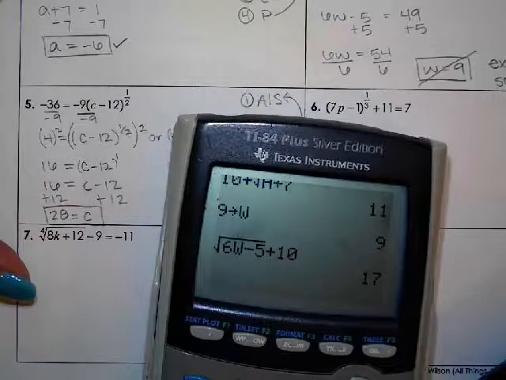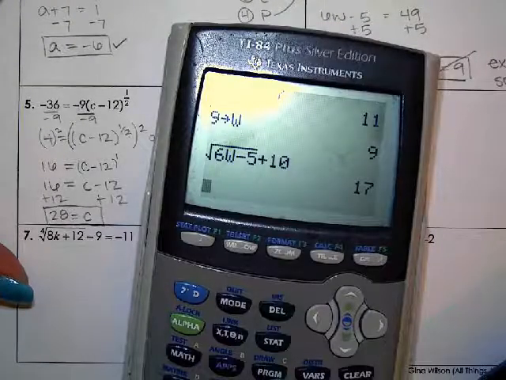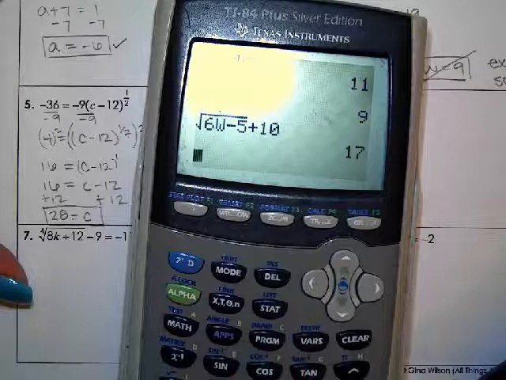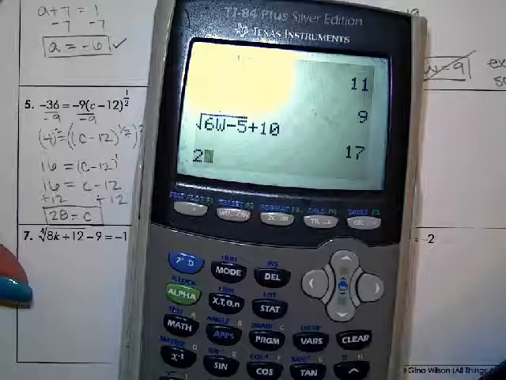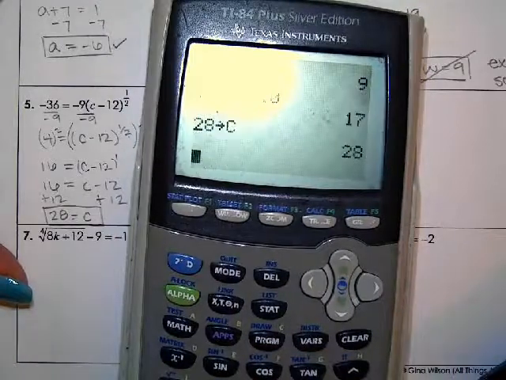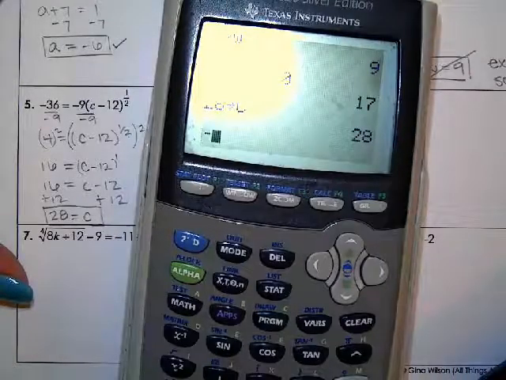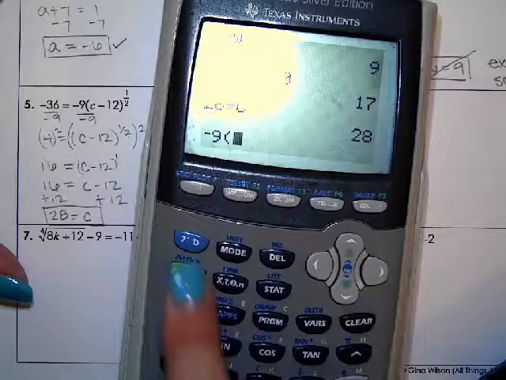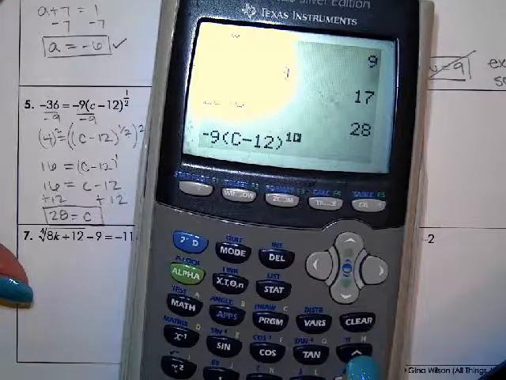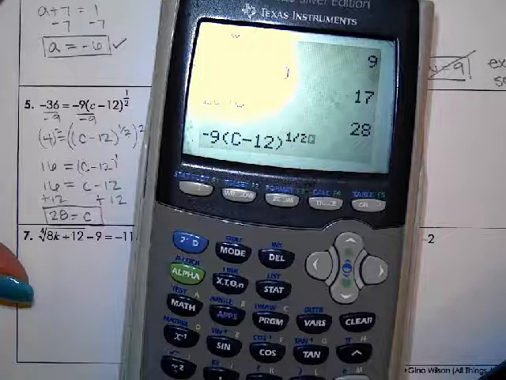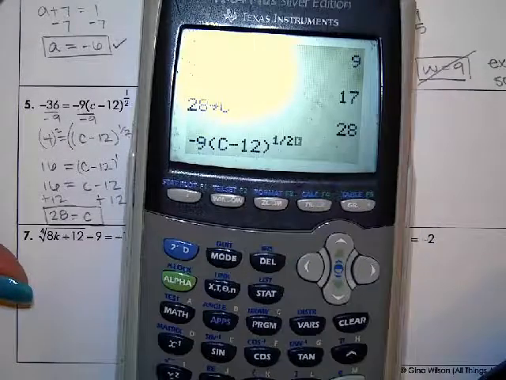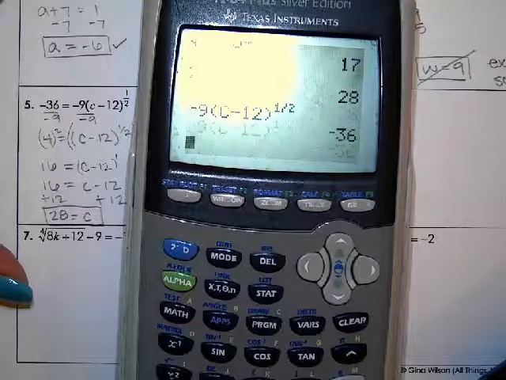C this time is above the program button. You can see it in green, so I'm going to do 28, storing it as C. And I'm going to type negative 9 times c minus 12 to the 1/2. I know that my answer is not an extraneous solution if this equals negative 36. And it does. So the answer is good.